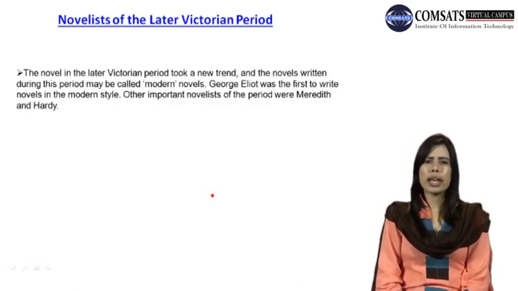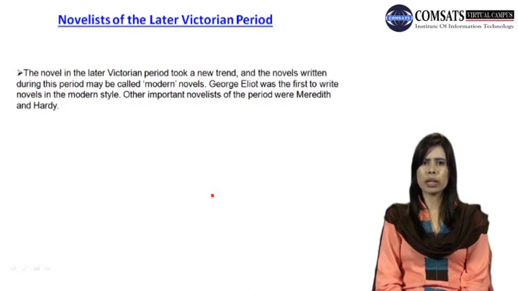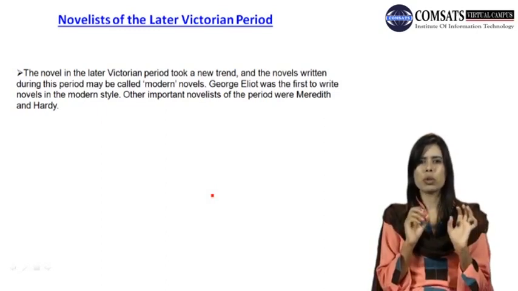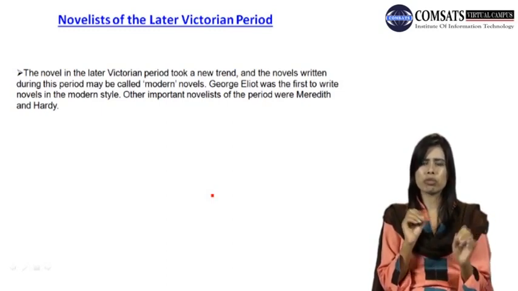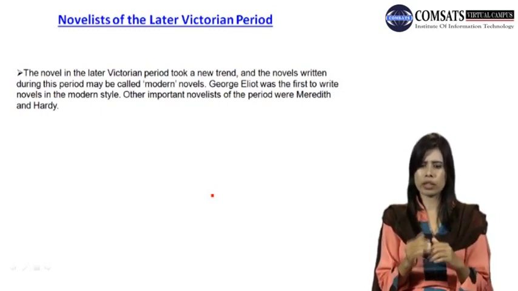Okay, now we are moving towards the later period of the Victorian age. First of all, as I told you, novelists dominated in that period, which is known as the Victorian period. So we'll talk about the novelists of the later Victorian period here. The novels written during the period may be called modern novels. The term modern novels is relevant to the novels which were written in the Victorian age.